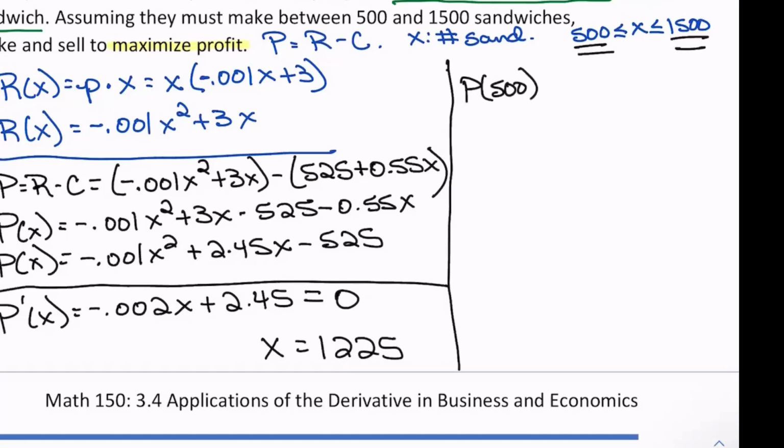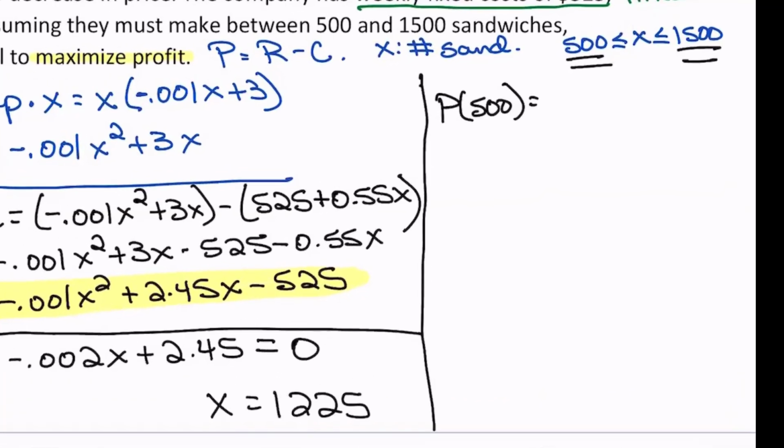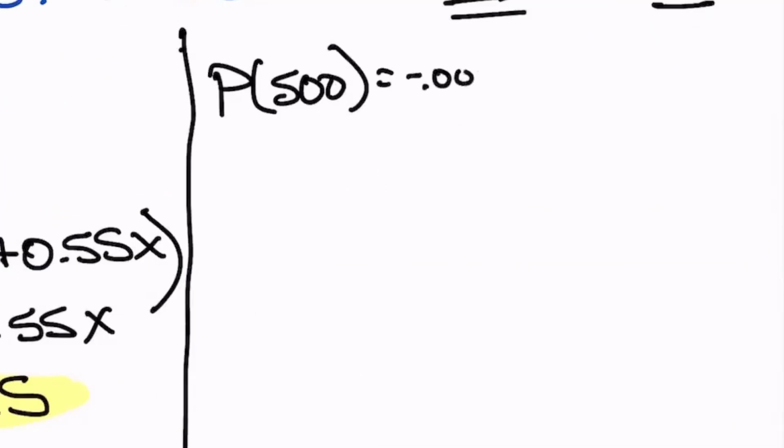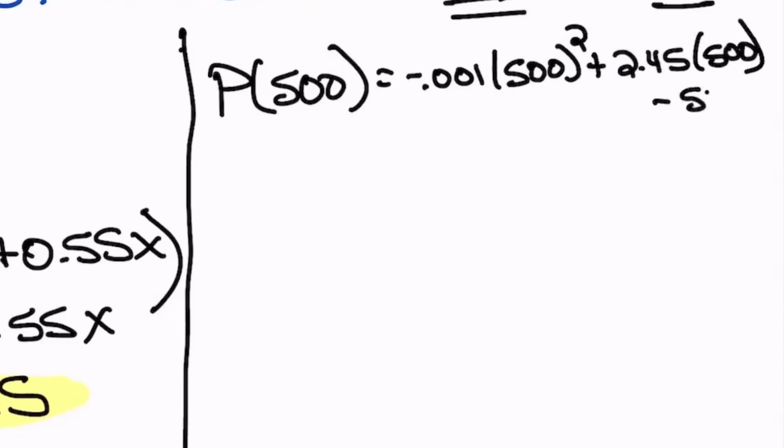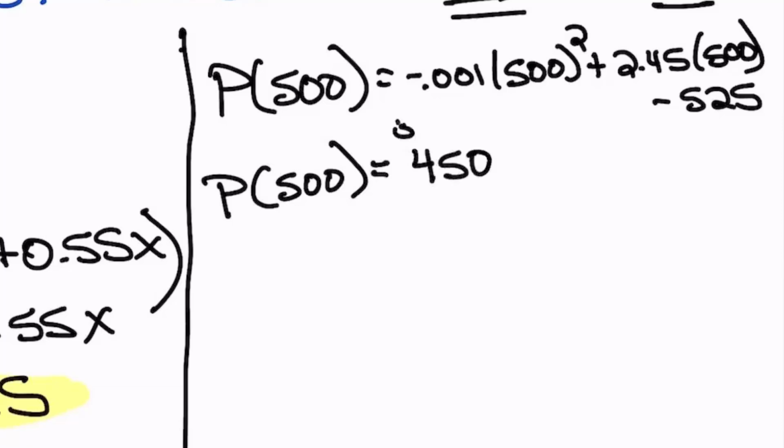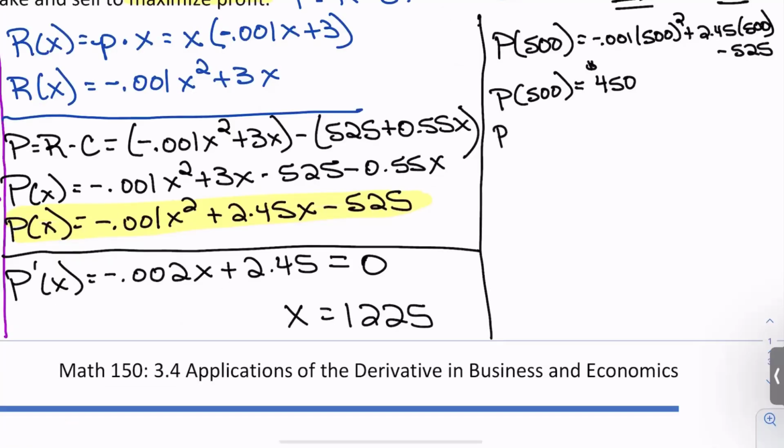The profit at 500. I am using the profit equation, not the derivative, not the revenue. We want to know what the profit is, not the slope. So we're going to plug that in. So we will have negative 0.001 times 500 squared plus 2.45 times 500 minus 525. So our profit at 500 sandwiches is $450, okay? Not the highest. Now let's find the profit at the other endpoint, the 1,500.